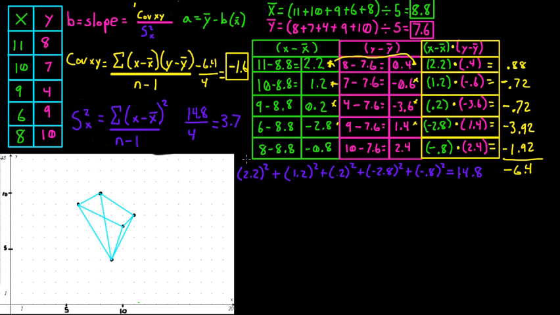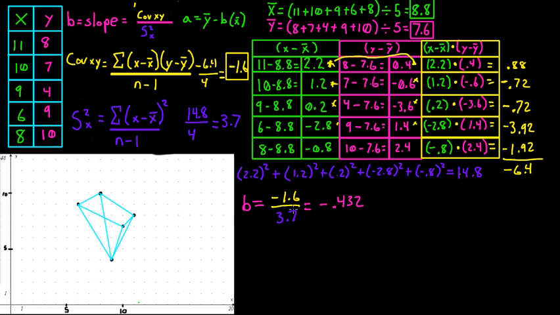Now we need to find the slope. So b is going to equal the covariance, which we determined to be negative 1.6, over the variance, which we determined to be 3.7. That is going to give us a negative 0.432. So the slope is a negative 0.432.